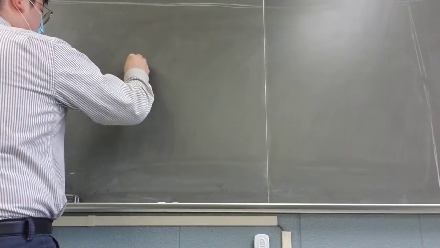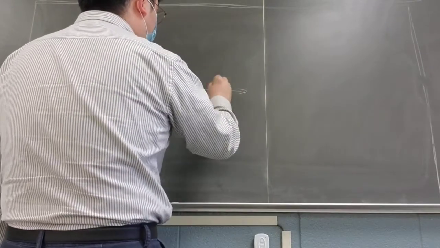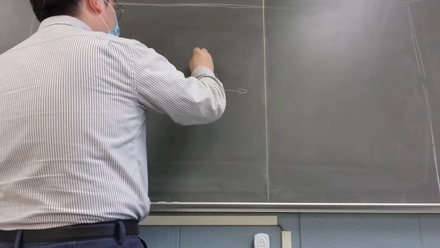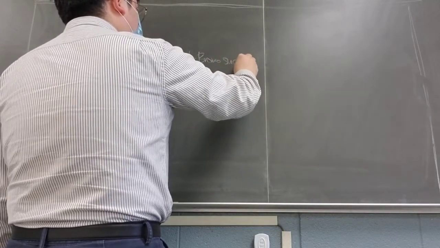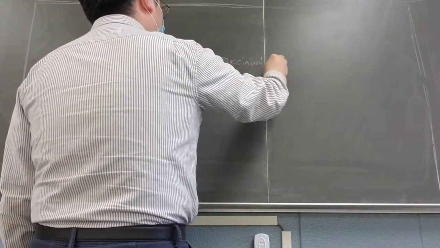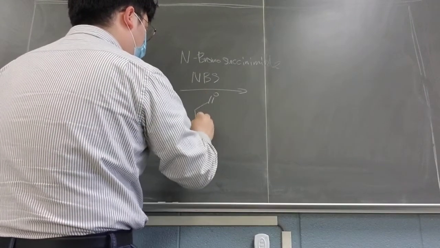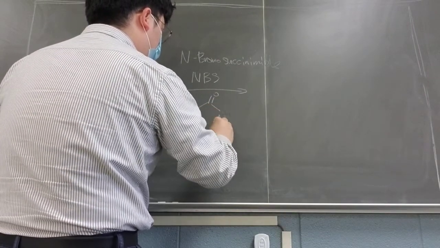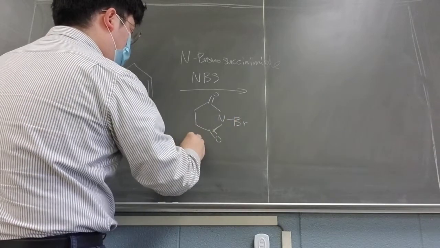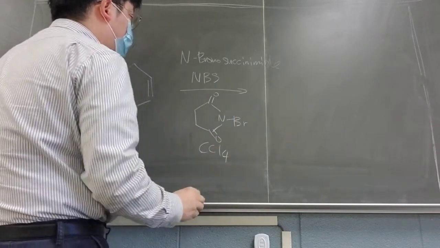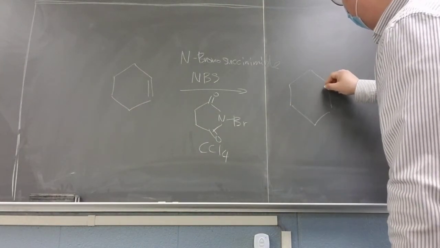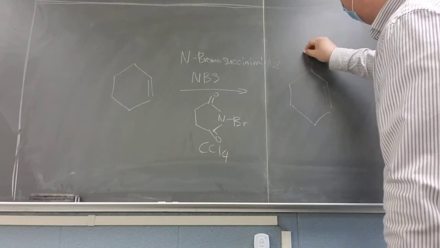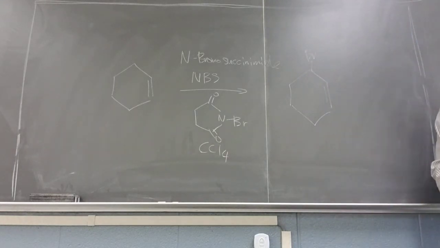So we have this one, cyclohexane, and we're going to treat it with NBS. This is N-bromosuccinimide. It looks like this one. In some organic solvent like this one. And then what you're actually going to see is the bromination on the allylic position here.